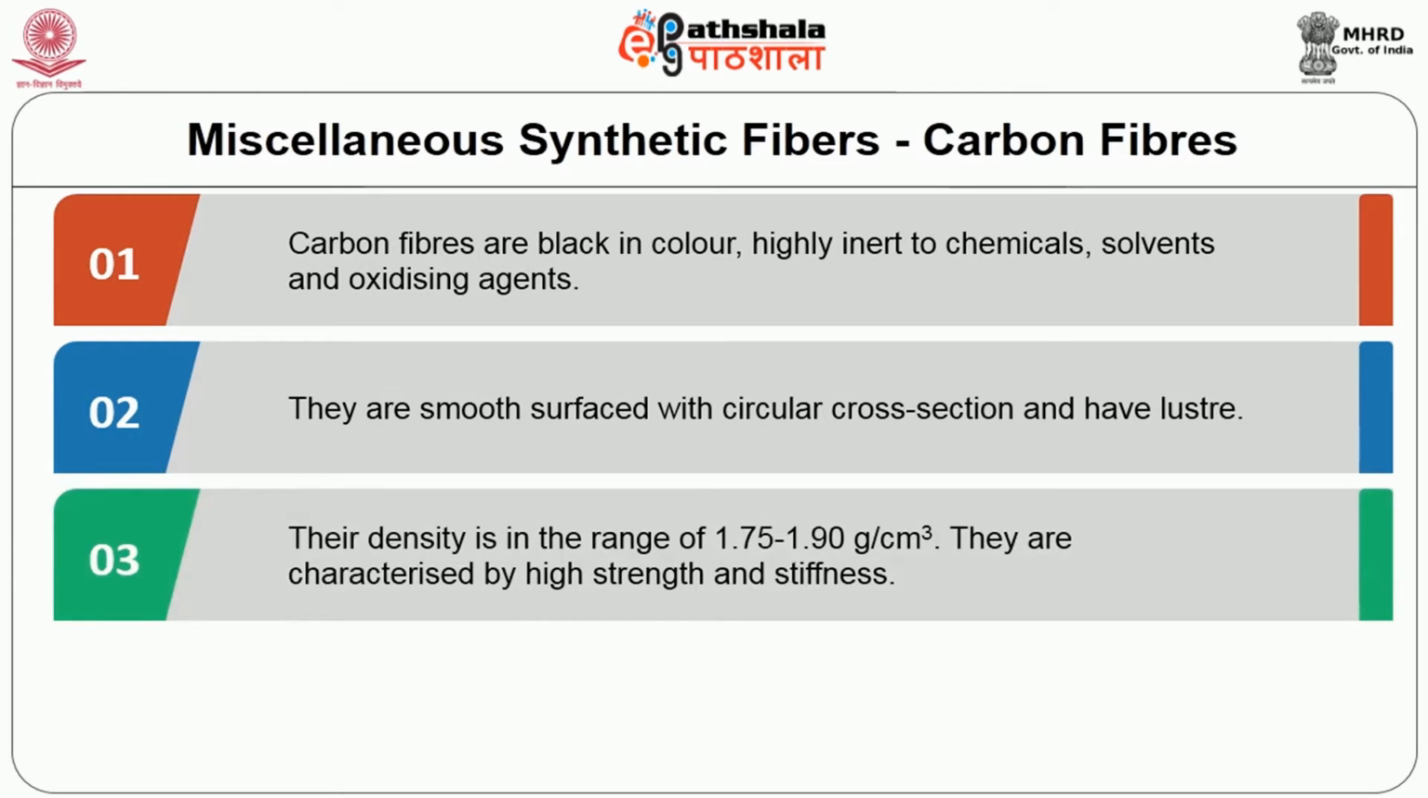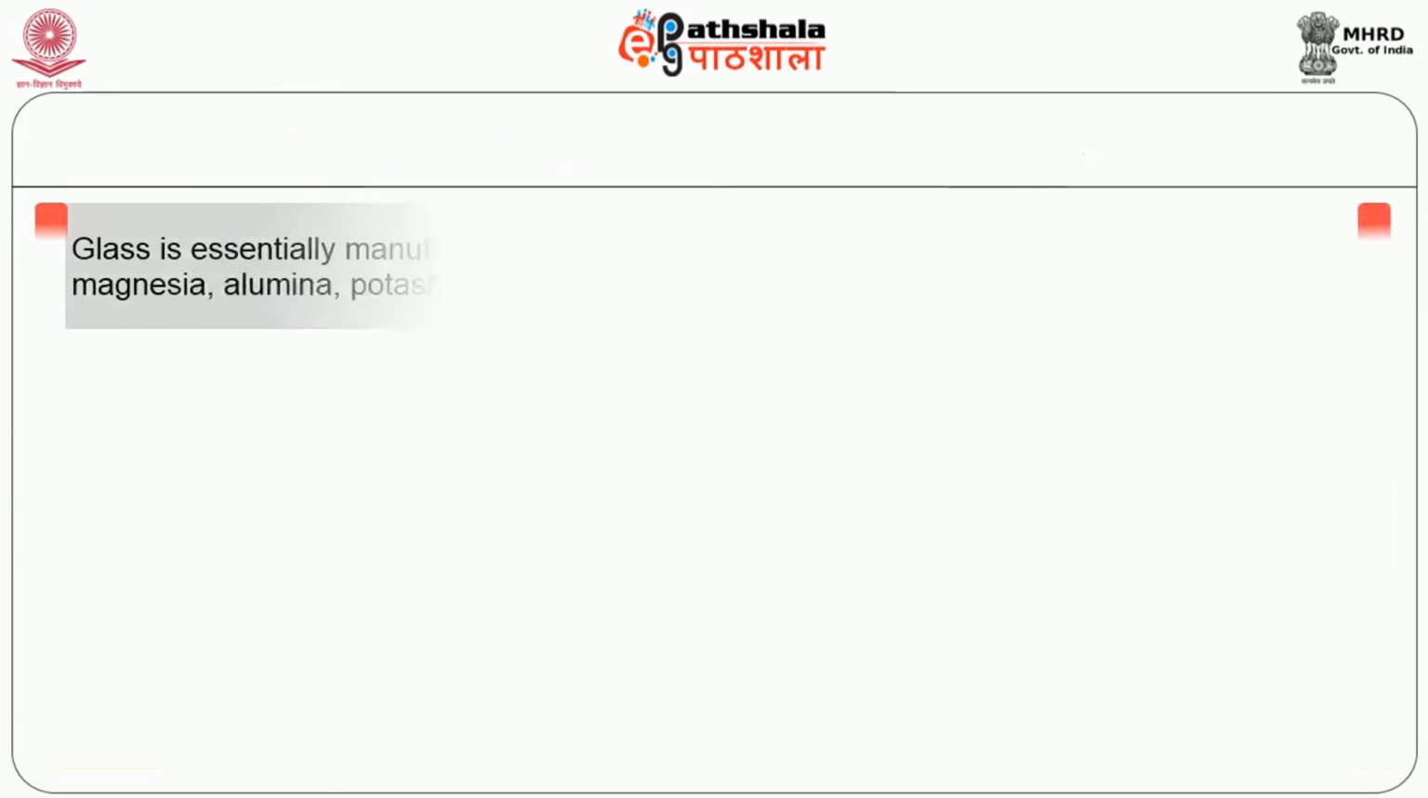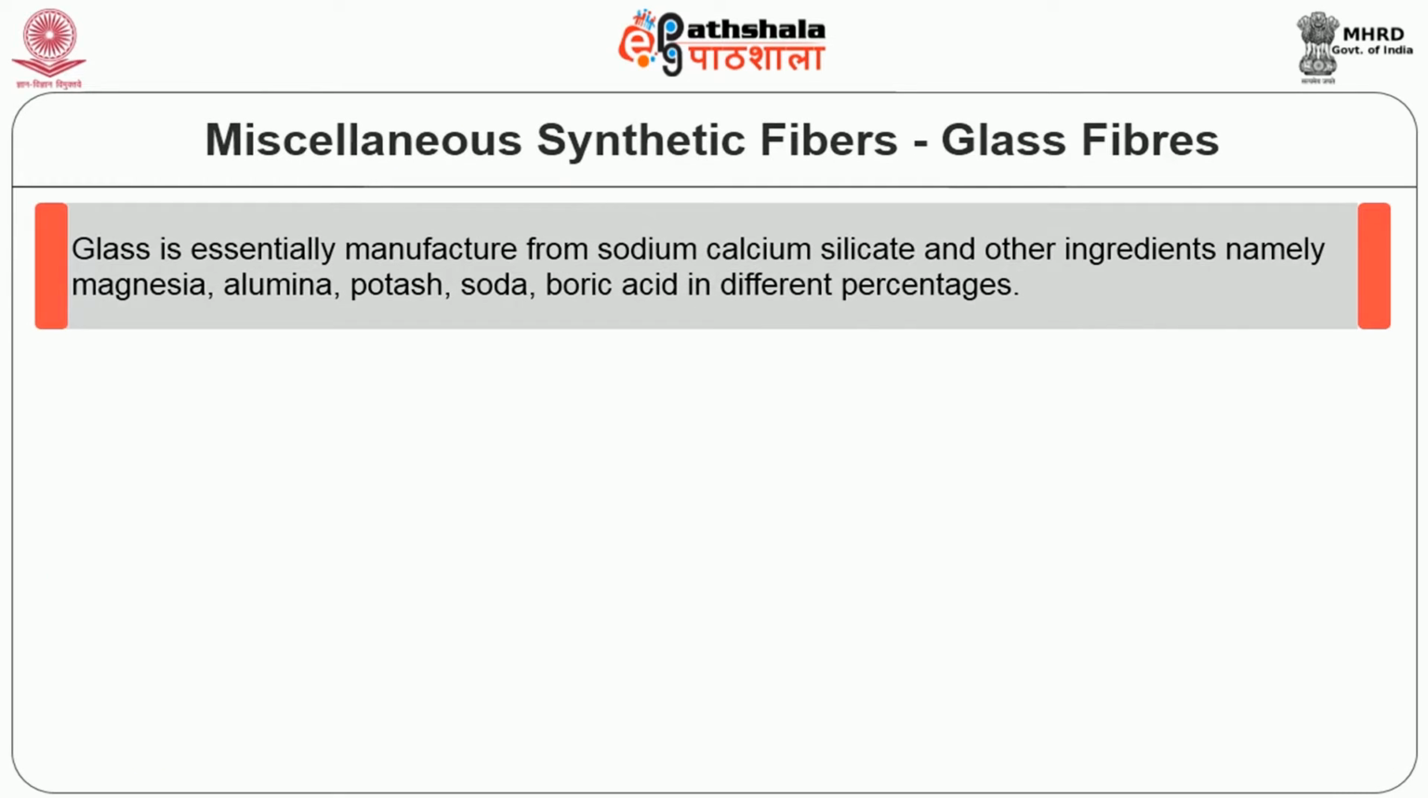The density is in the range of 1.75 to 1.90 grams per cubic centimeter. They are characterized by high strength and stiffness. Carbon fiber applications include specialized composites for space vehicles, aircrafts, automobiles, sports goods, marine applications, submarines, pressure vessels, and protective clothing, etc. The next miscellaneous fiber will be glass fiber.